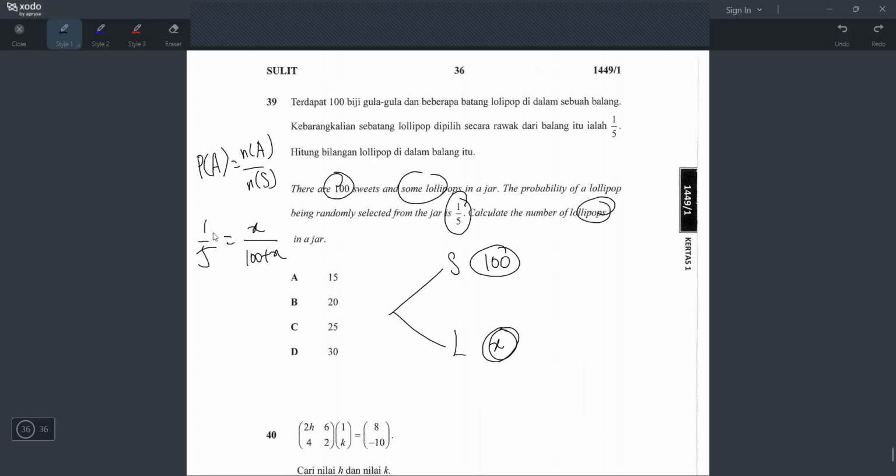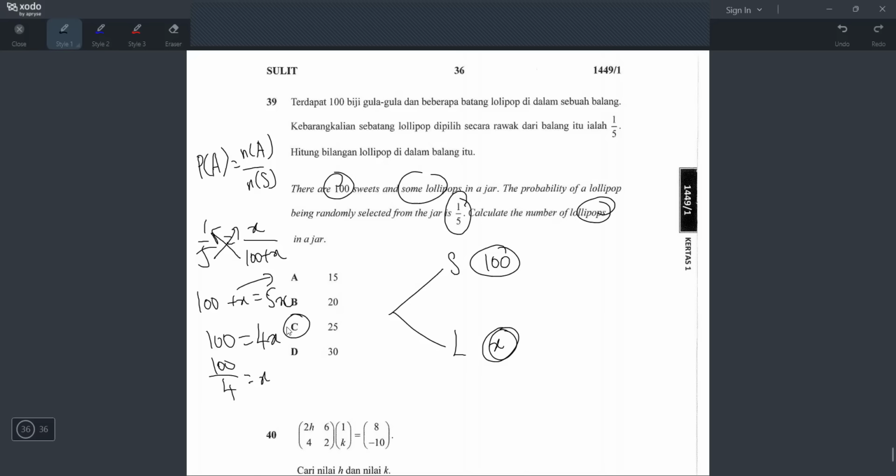Okay, we have a single fraction on this side and a single fraction on the other side. And when we have a single fraction on both sides, we can darab silang, cross multiply. 1 times 100, 100. 1 times x, x equals 5 times x, 5x. Plus x, move there become minus. 5x minus x is 4x equals 100. So x equals 100 divide 4, 25.